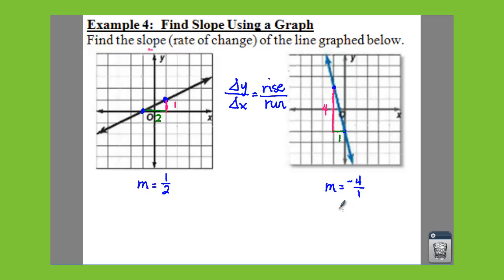Now you could leave your answer like this, but I would highly recommend just simplifying it to being m equals negative 4. So that is how you can find the slope using a graph.